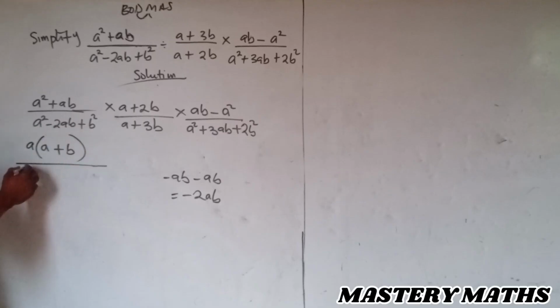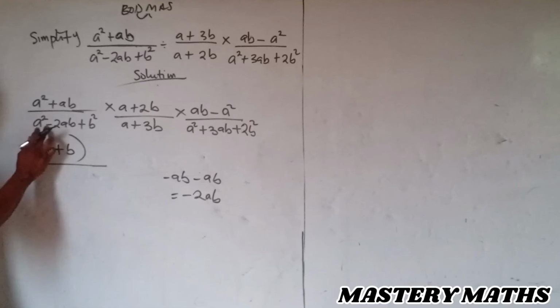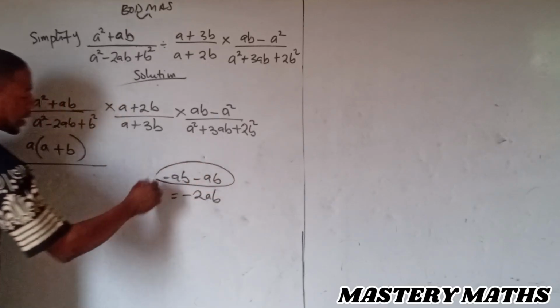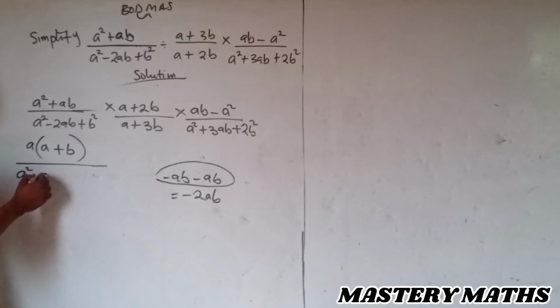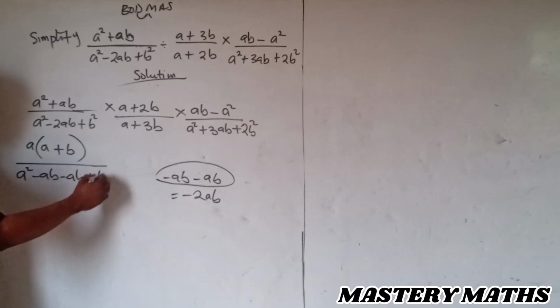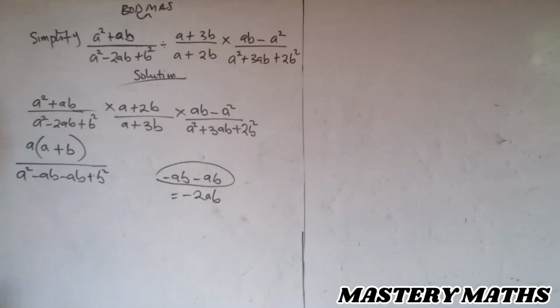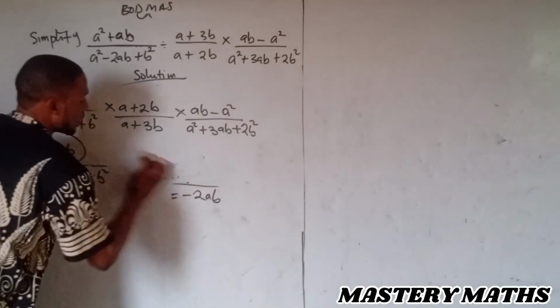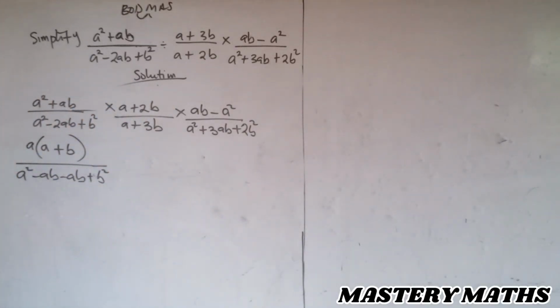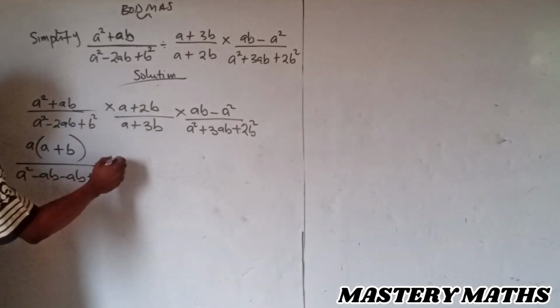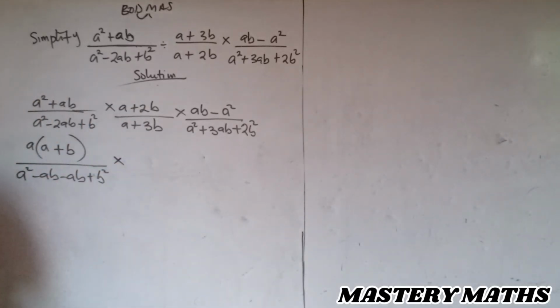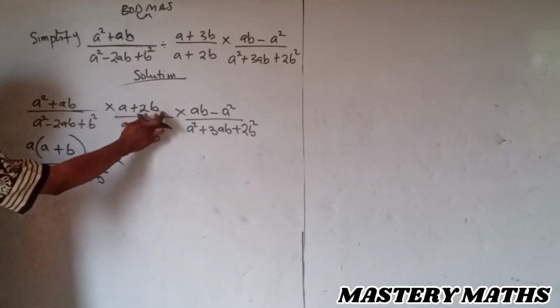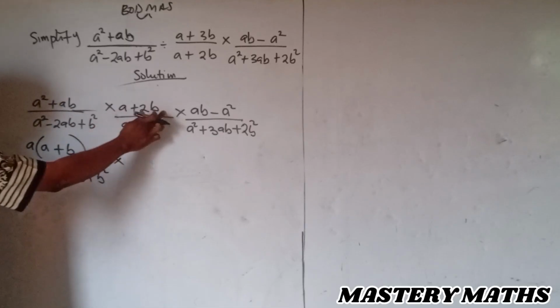Now you have your a squared. So instead of writing minus 2ab, you write minus ab minus ab, and you bring down this plus b squared. See it? Now having done with that, the next one we have there is your multiplication sign. If you look at this, it does not have a common factor. There's no common factor here.